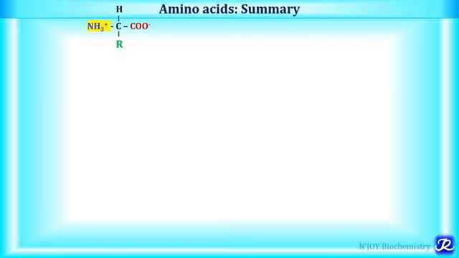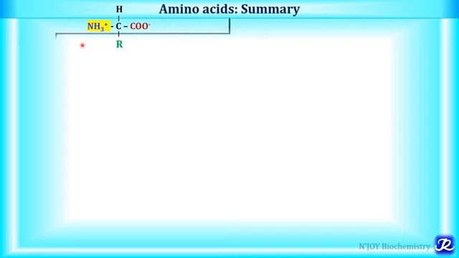Let's summarize the topic amino acids. The amino acid topic is very important for short answer questions as well as viva. An amino acid has an amino group in its structure. Both the amino group and the carboxylic group are attached to the alpha carbon, and that's why amino acids are alpha amino acids. As the amino group is present on the left side, it is called an L-alpha amino acid, and in humans proteins are made up of L-alpha amino acids.